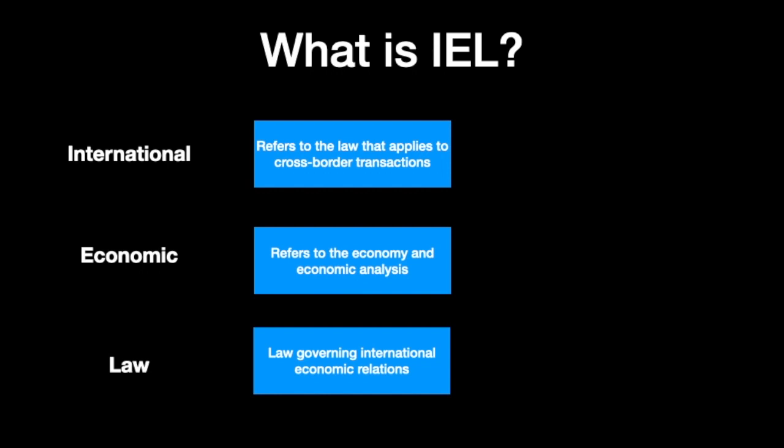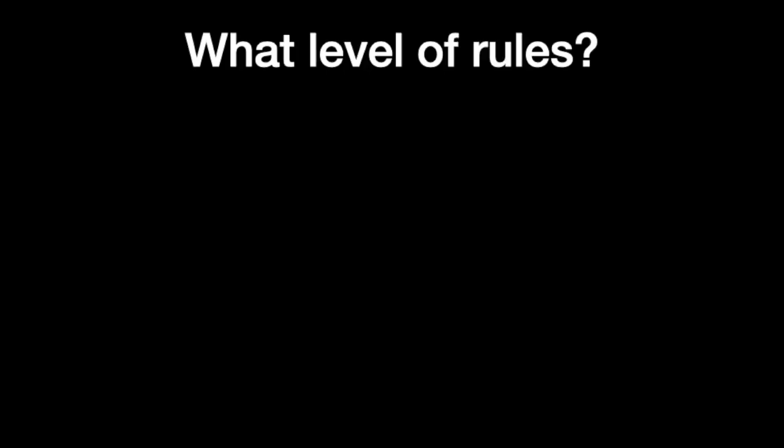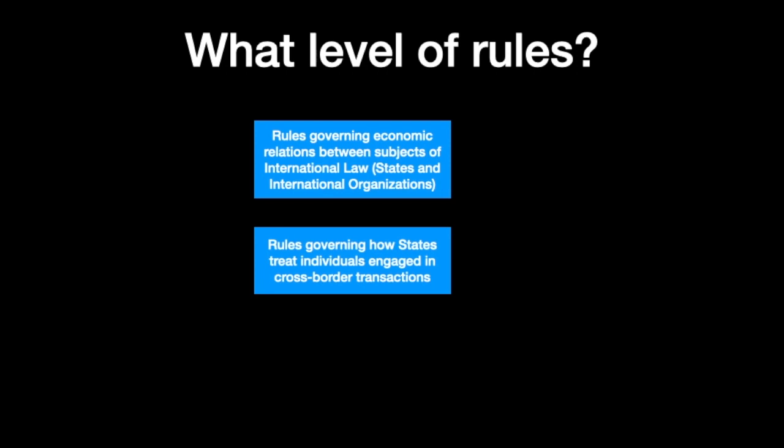With regard to this last point, however, we might ask ourselves at what level of legal rules we are concerned with in international economic law. Well, first we have rules governing economic relations between subjects of international law, states and international organizations. So we're talking about international law in its narrow sense. Then we have rules that govern how states treat individuals engaged in cross-border transactions. So these are rules of international law that also regulate how states may act in regulating these cross-border transactions and individuals engaged therein.